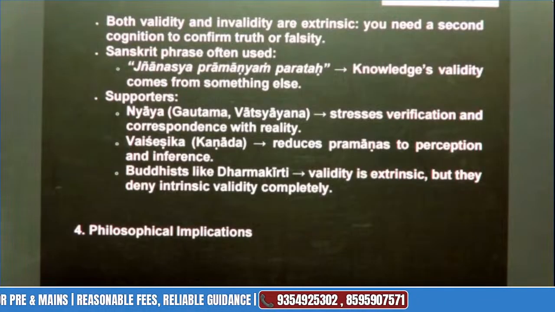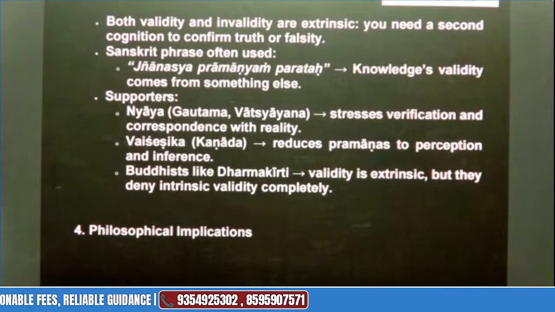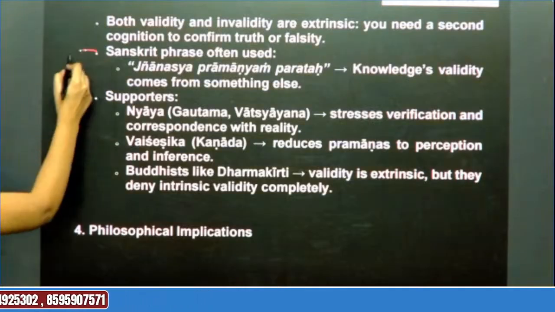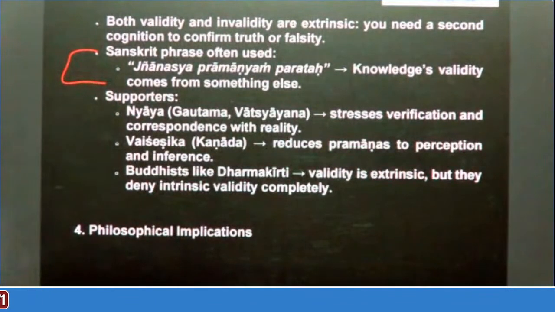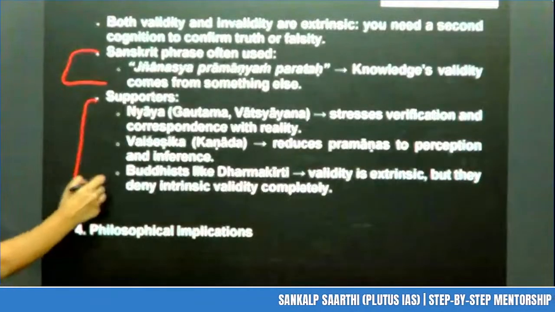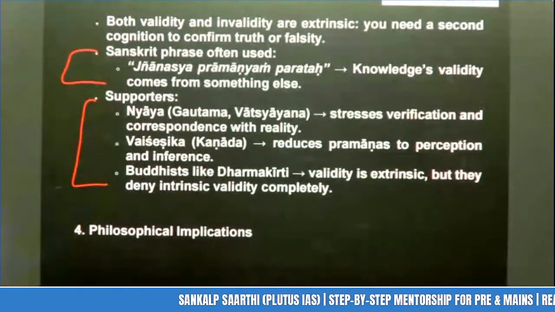Both validity and invalidity are extrinsic. You need a second cognition to confirm truth or falsity. They are again Sanskrit words. If you can memorize them, good. Otherwise, you can skip it. I still mentioned it. Then supporters: Nyaya, Vaisheshika and Buddhist. If you can write two, then your answer is good to go.